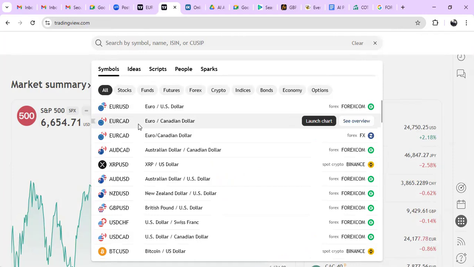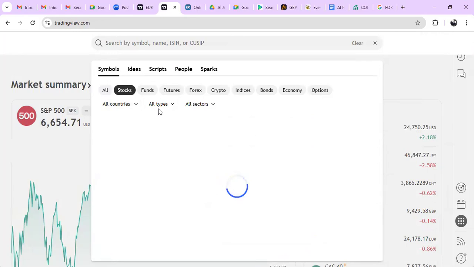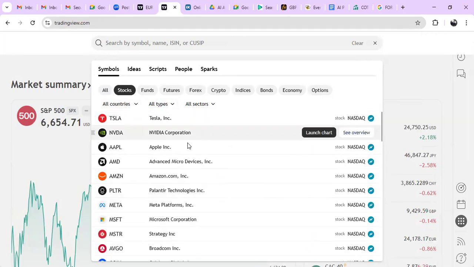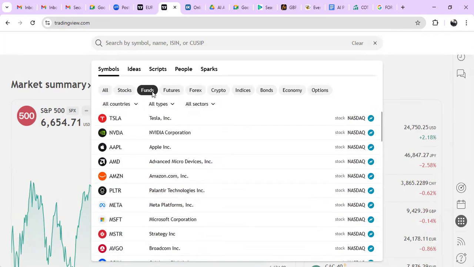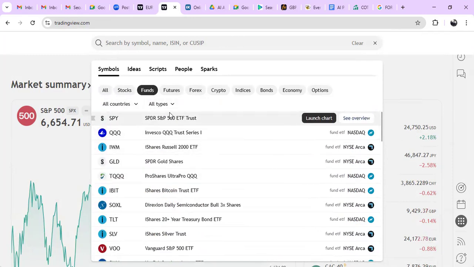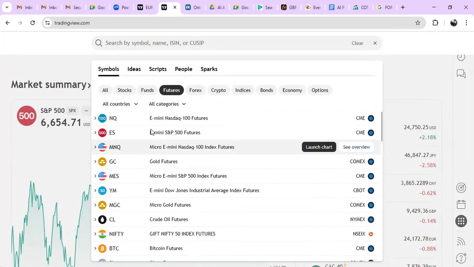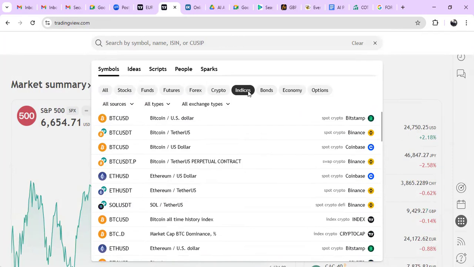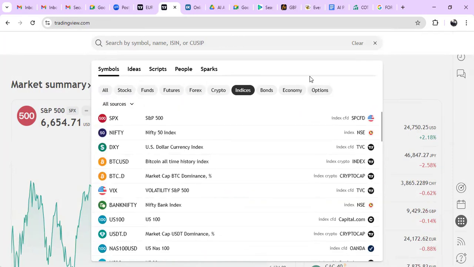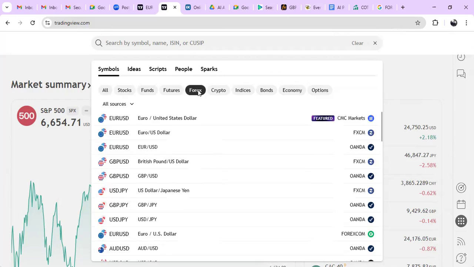Everything you trade in the market: you trade currencies, you trade US stocks like Tesla, Apple, Nvidia, Microsoft, Facebook, Amazon. You trade funds, all those US funds, then futures as well, forex itself, crypto assets, indices, and whatever. So for today, we'll work with forex pairs. If you click on forex pairs now, you see plenty of them.